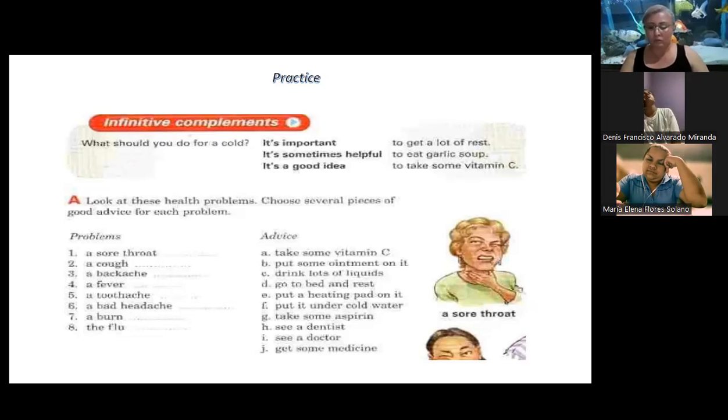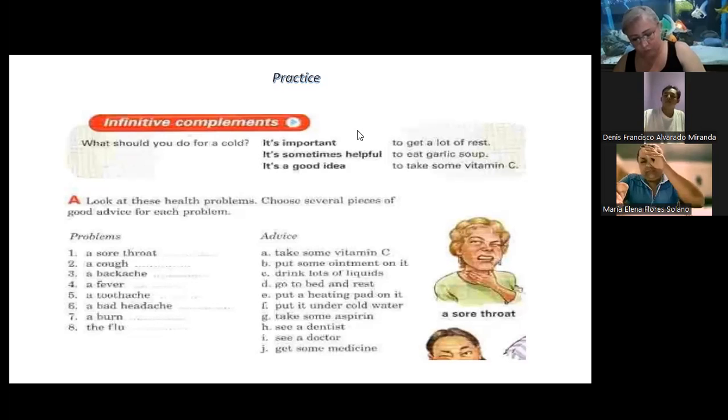Okay, so look at the next one. Sorry, just give me one second. Okay, so let's see the next one. It's a good idea to take some vitamin C. Yeah, this is a good recommendation, of course. When you have a cold, it's recommendable to take some vitamin C.